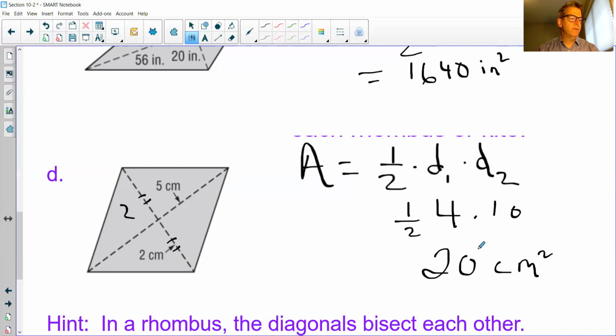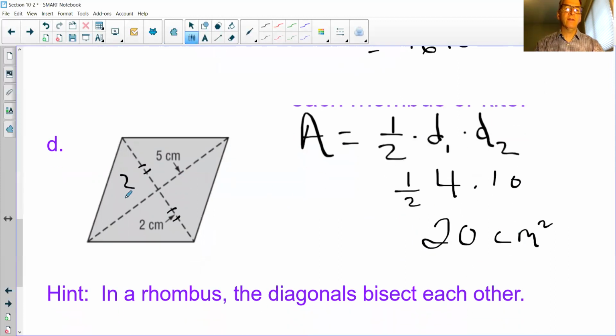So in a rhombus, the diagonals bisect each other. That's why we have to put 5 here. Okay, almost done for today. Let's go to the next page.